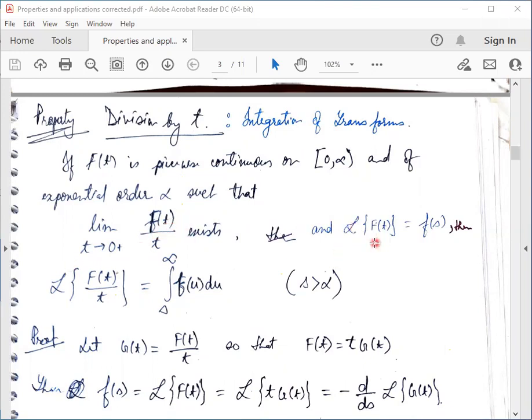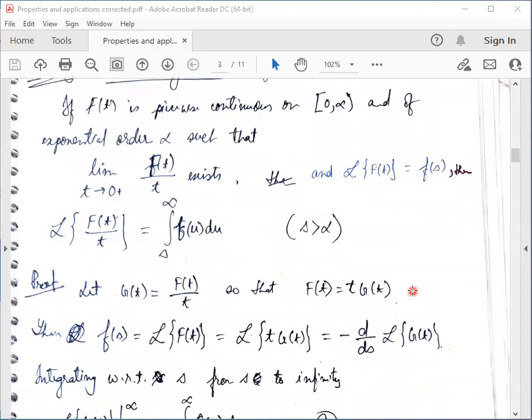And the Laplace transform of f(t) is small f(s). Then the Laplace transform of f(t) divided by t is equal to the integration of the Laplace transform small f, with respect to some other variable, from the lower limit small s to infinity, where s is greater than the exponential order alpha. Okay, so how do we prove this?